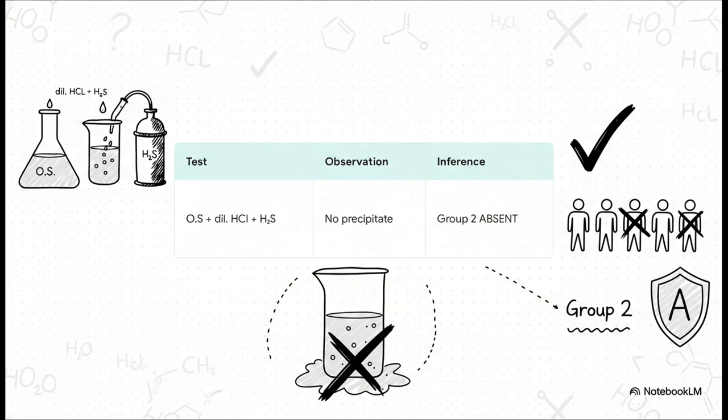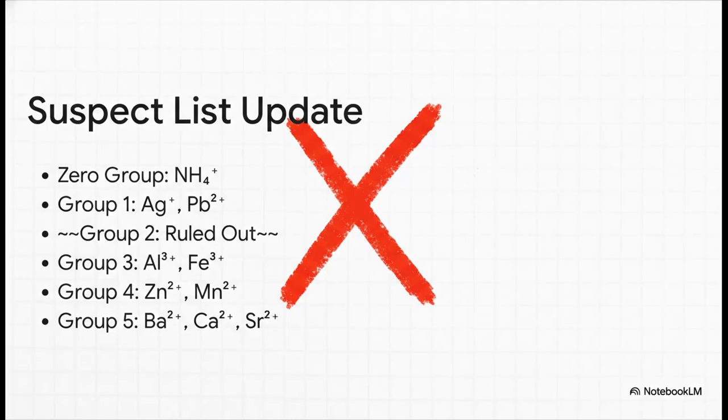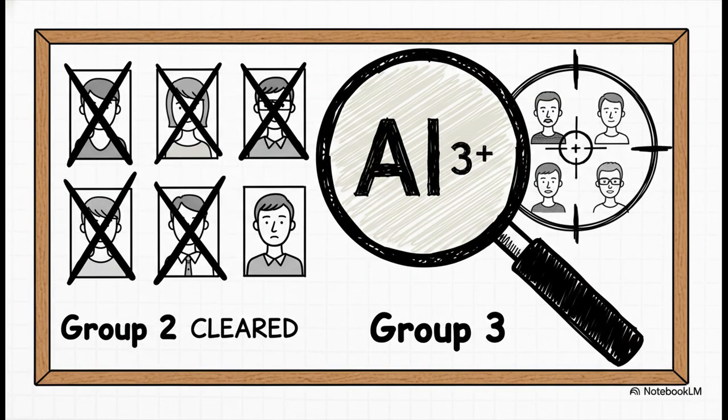Now listen, in an investigation, a negative result is just as important as a positive one. Our inference here is crystal clear. Group 2 is absent. They all have an alibi. We can cross them right off our list. And just like that, our list of suspects gets shorter. See, by proving that Group 2 is not there, we've actually made some serious progress. We can now move on to the next group in the lineup and not waste any more time on these innocent ions.